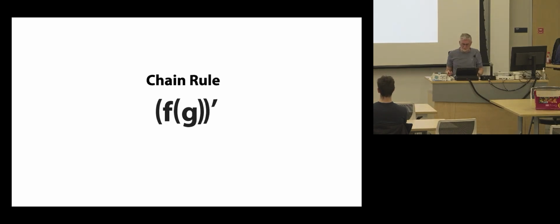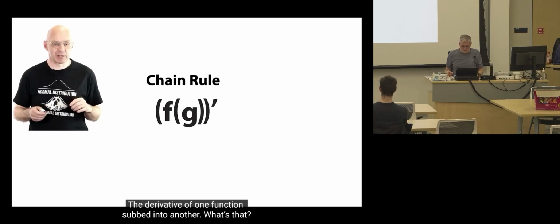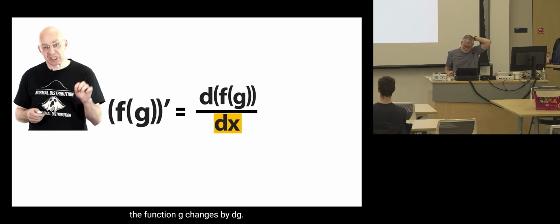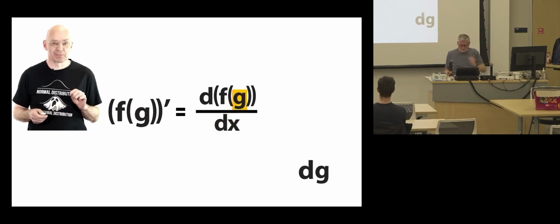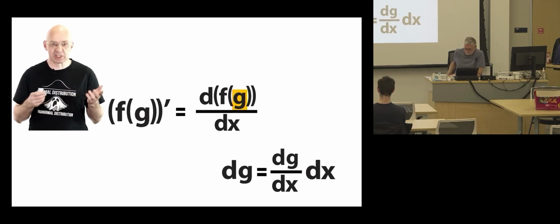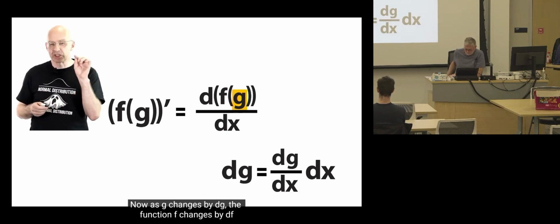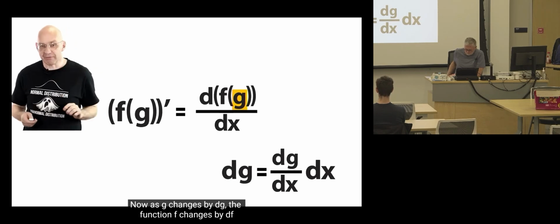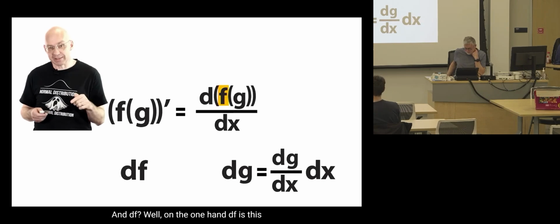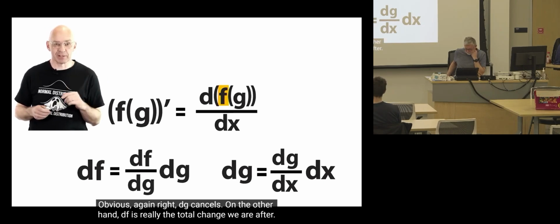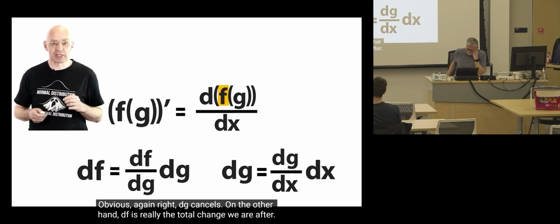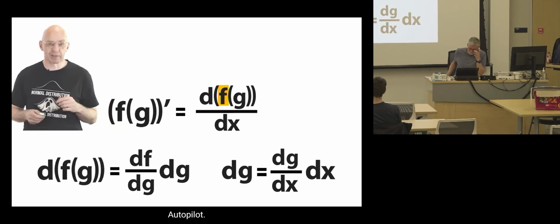Chain rule. The derivative of one function subbed into another. What's that? Well, as the variable x changes by dx, the function g changes by dg. That's the hardest one, right? And dg is equal to this, right? dx cancels out. dg is equal to dg. Now, as g changes by dg, the function f changes by df. And df, well, on the one hand, df is this. Obvious, right? Again, dg cancels. On the other hand, df is really the total change we're after. And now we just go on autopilot.